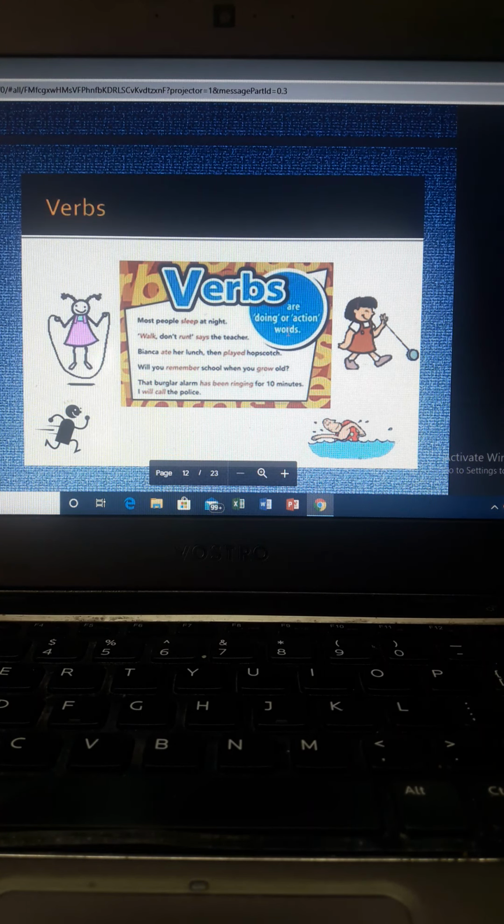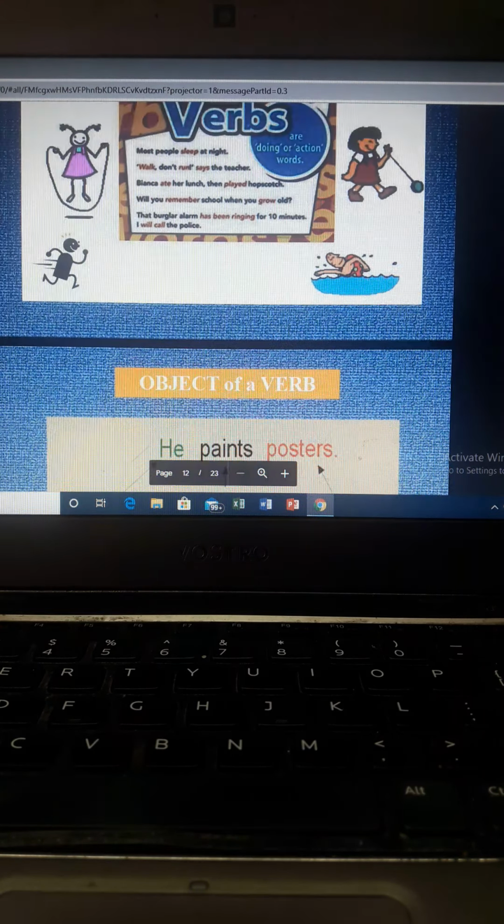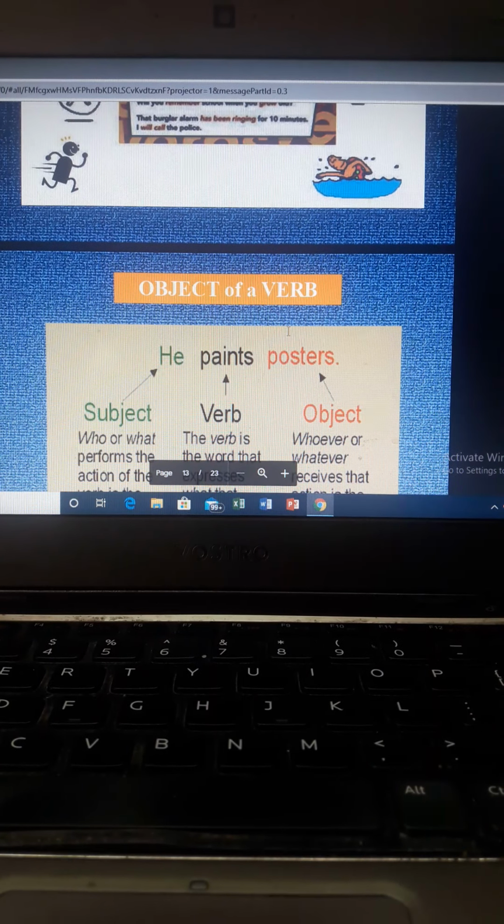Will you remember school when you grow old? Over here, remember. This is the action verb. Will you remember? Some mental calculation will be done. So remember becomes the action verb. Grow old. Grow again is an action verb. Right? Now we come to object of a verb.